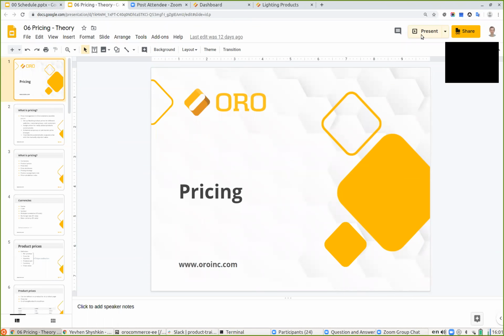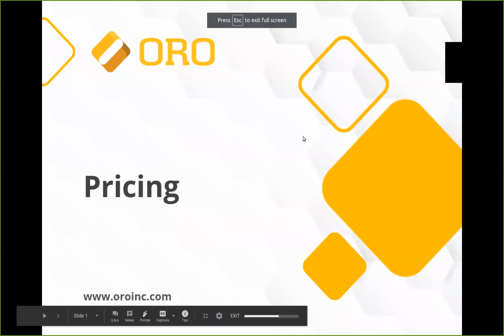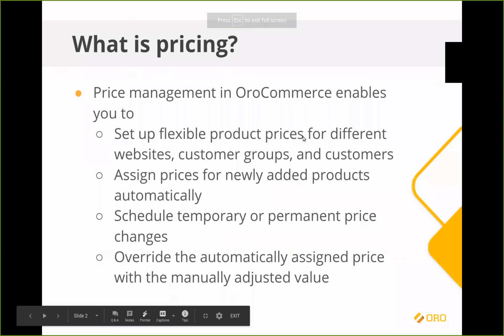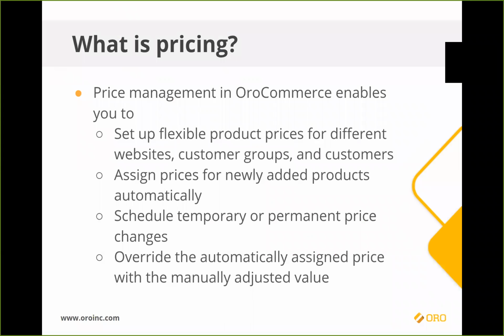And now let us start our first topic, which is called pricing. So what is pricing in OroCommerce? Pricing, or price management, in OroCommerce allows you to set up product prices for different websites, customers, and customer groups. You may set up a fallback between these groups. You may set up different pricing strategies. You may assign prices for newly added products automatically. Of course, you can do it manually. Of course, you can use import and export in order to do that.